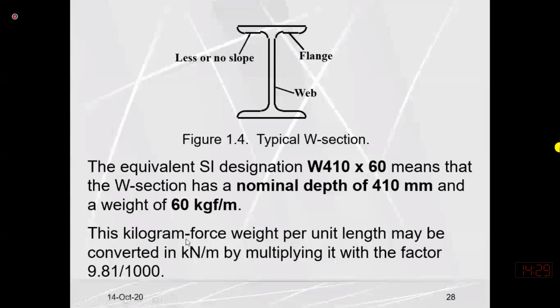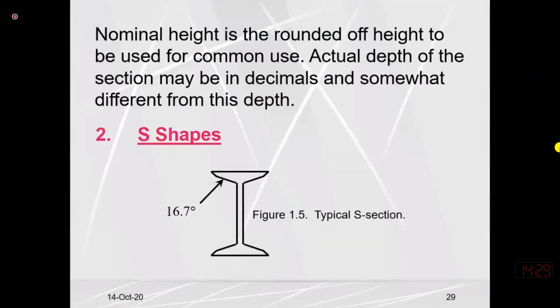We can convert the weight in kilogram force into Newton by multiplying with 9.81 and dividing by 1000. In this way we can convert the force from kilogram per meter to kilonewton per meter. So obviously this is a dead load, so the units are in kilonewton per meter. Nominal height is the rounded-off height used for common use. I have just explained nominal depth: if it is 410, the actual may be 408 or 413 or 412.